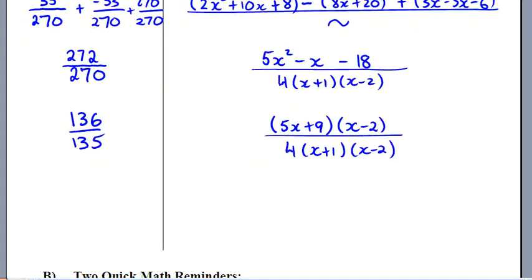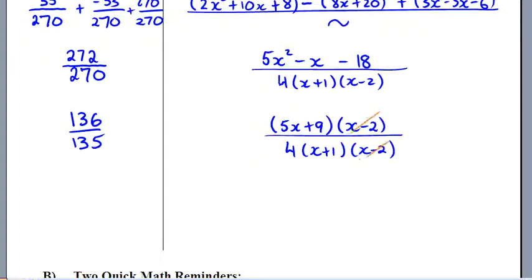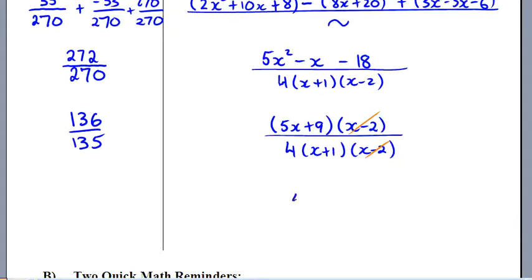Okay, well there's a common factor here that maybe we can reduce if we're careful. Those two factors are going to be the same, so they won't affect the value of this expression, and maybe we don't have to write them. How about we just write this as 5x plus 9, all sitting on top of 4 times x plus 1. Leave it factored if you want, expand it back out, it's totally up to you, but I could write it like this.